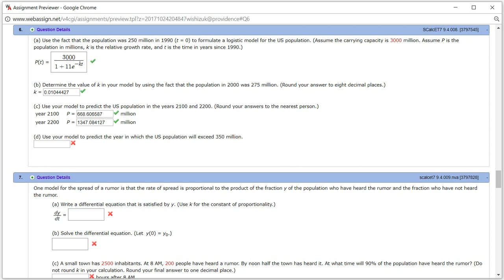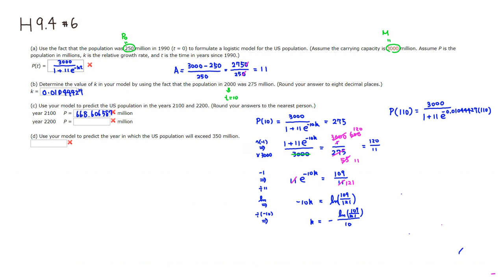All right, so let's do part D. Use your model to predict the year in which U.S. population will exceed 350 million. So we're going to have P of t, which is 3,000 over 1 plus 11 e to the negative kt. I'm going to leave k as k and plug it in later. And we want this to be, so let's set it equal to 350. Then we just have to solve for t.